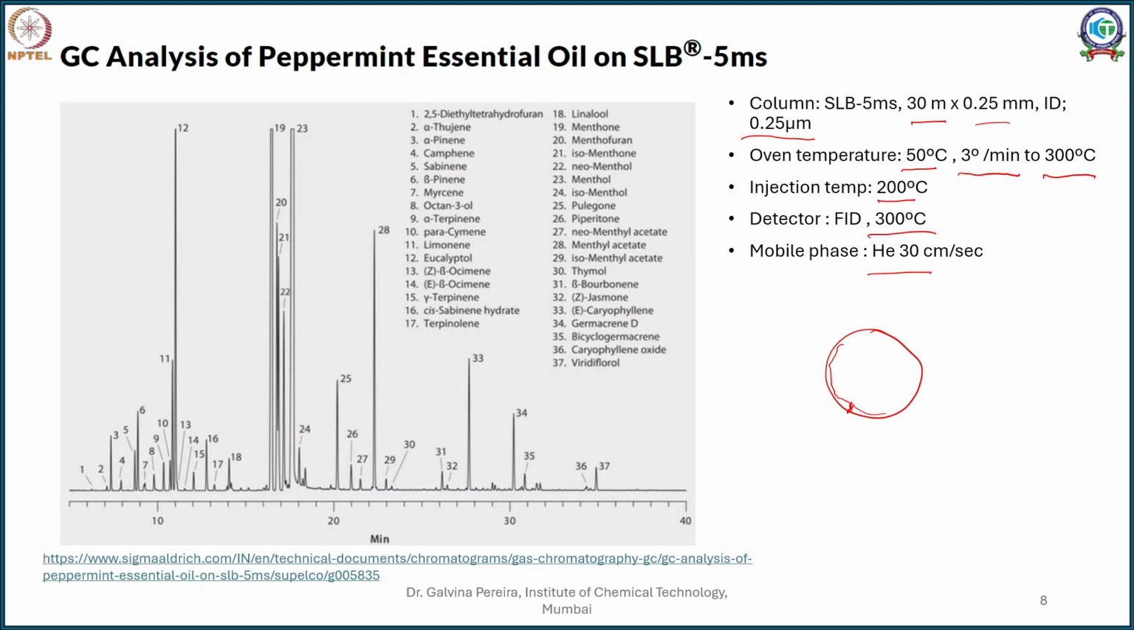So you can use software to analyze this, and based on those fragmentation patterns and retention times, your computer will tell you what these compounds are. So at number 1 you have diethyl tetrahydrofuran, the peak you are seeing as number 2 is thujene, and so on. Not only will it tell you which peak is what, it will also tell you the relative concentration based on the area under the curve. So this can be used for quantification of essential oils.